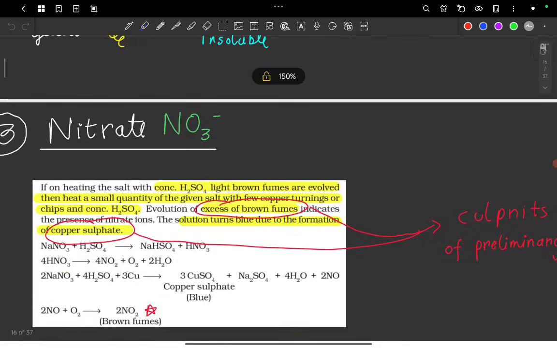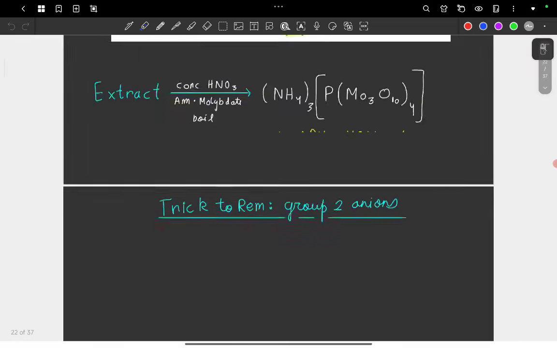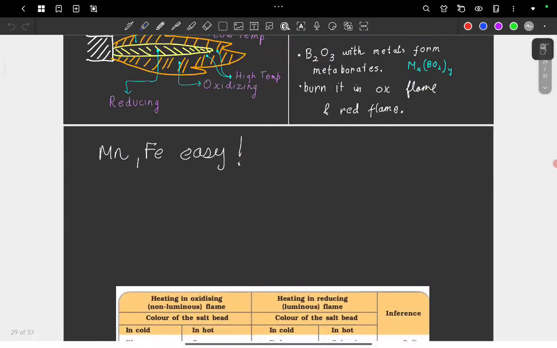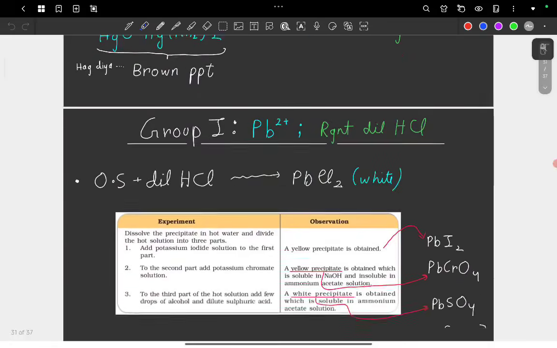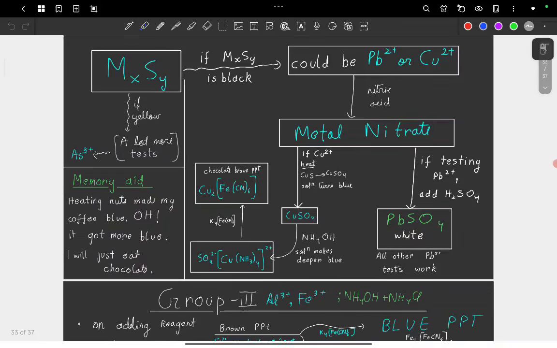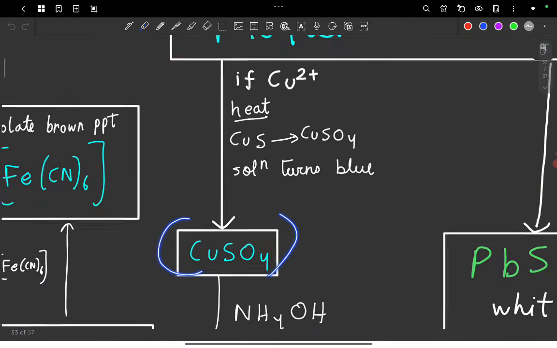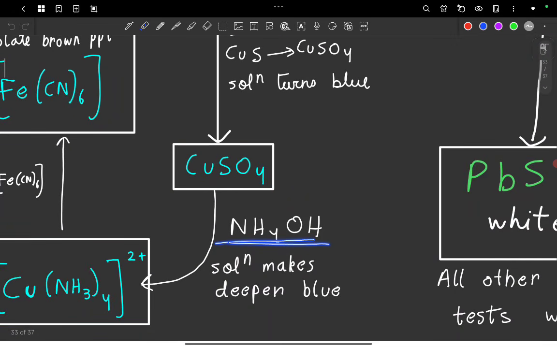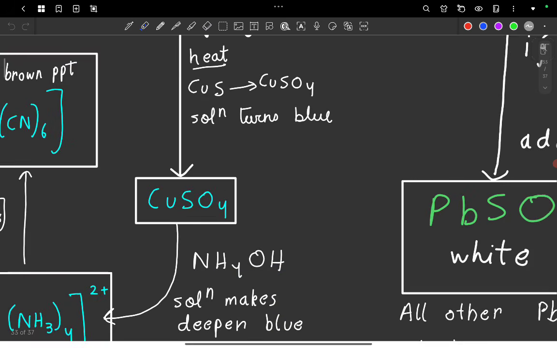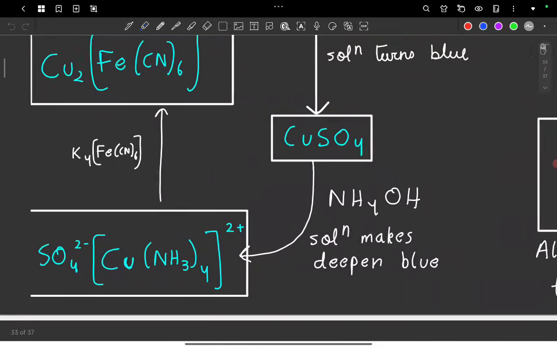In the nitrate ion test, that solution turns blue due to formation of copper sulfate. So here also a similar thing happens when CuS turns into CuSO4. The solution turns blue because of CuSO4. Then you add ammonium hydroxide and the solution becomes even more blue. Like if it was light blue earlier, it becomes darker blue.